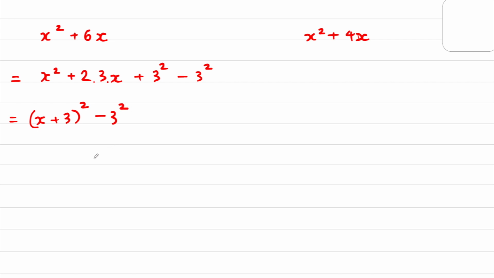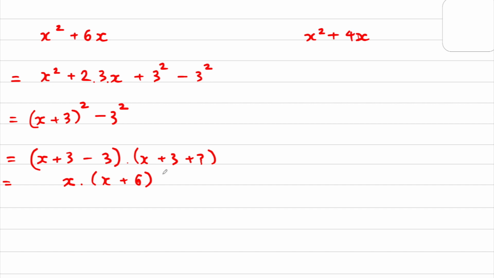For this writing, you understand that you have (x plus 3) minus 3, and then (x plus 3) plus 3 here. Of course, after simplifying, you get x here and this one will be 6. Okay, that is not too difficult.